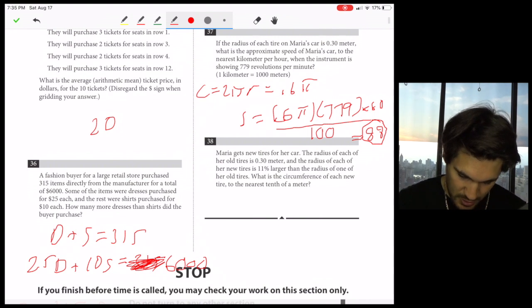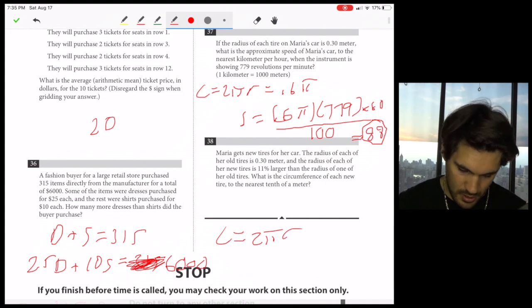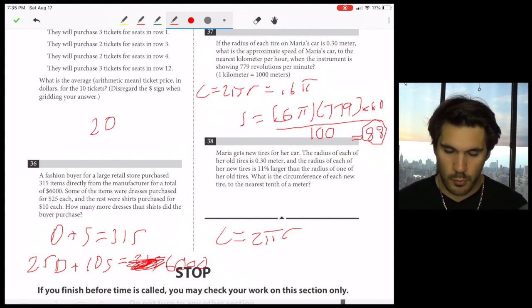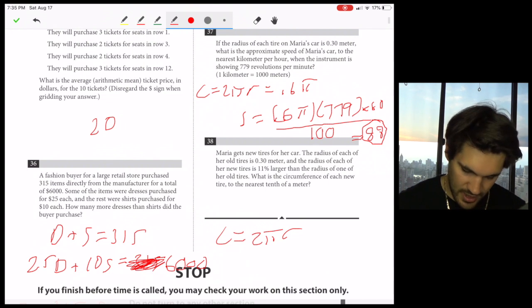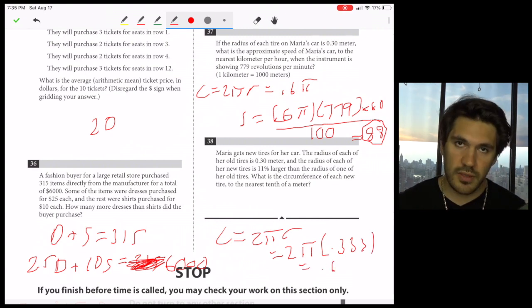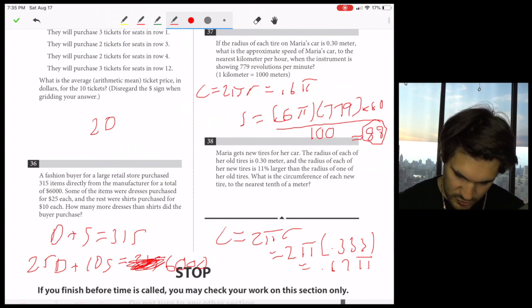So circumference is 2 pi r. So we're going to replace r with, so to calculate the new r, we're going to have to do 0.3 times 1.11. Stick that into your calculator. That'll get us 0.33 repeating. So this will equal 2 pi times 0.33 repeating, which will get us 0.67 pi. And then if we stick that into our calculator, this will be approximately 2.1. So our answer here is 2.1.